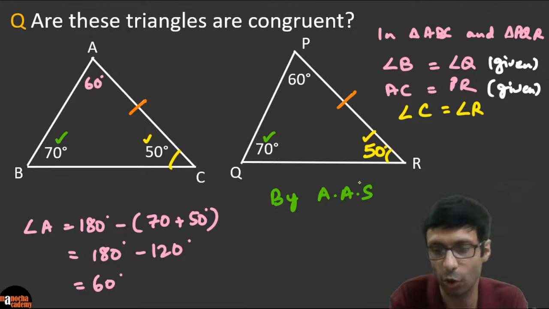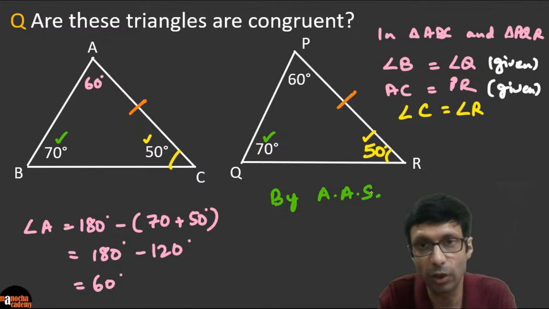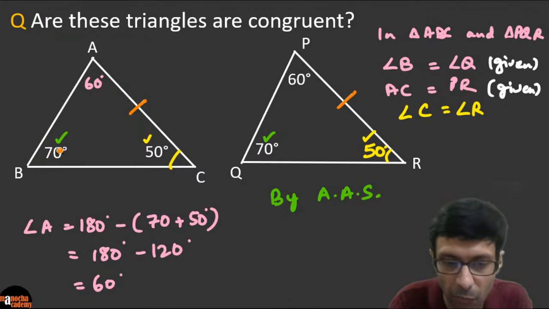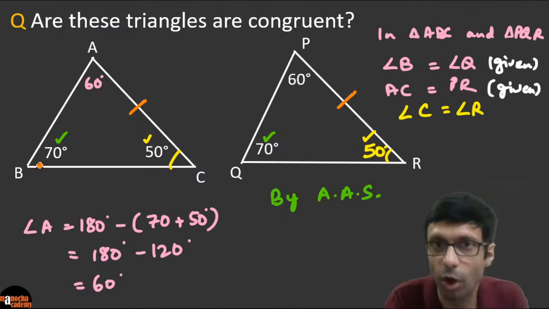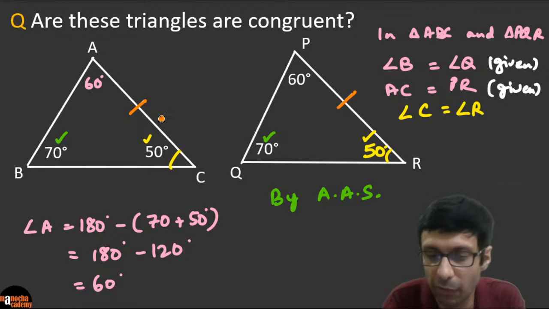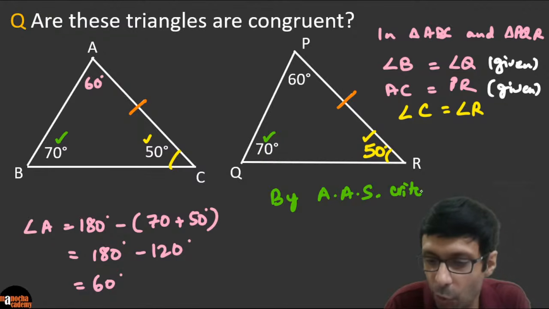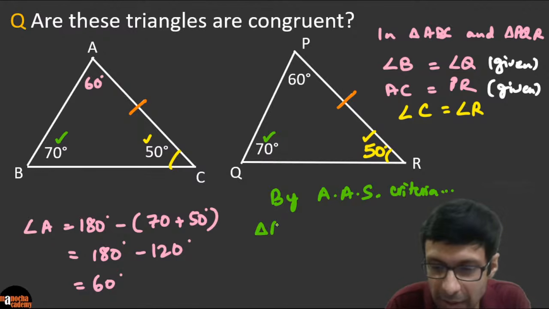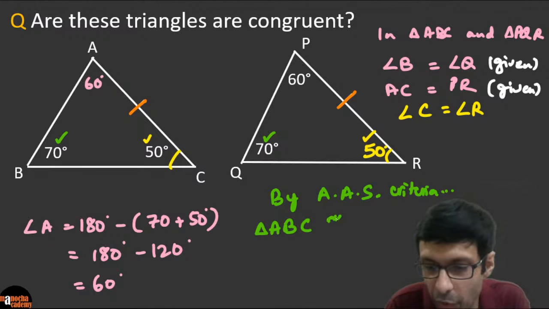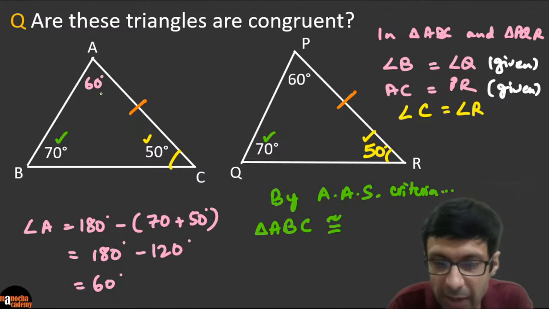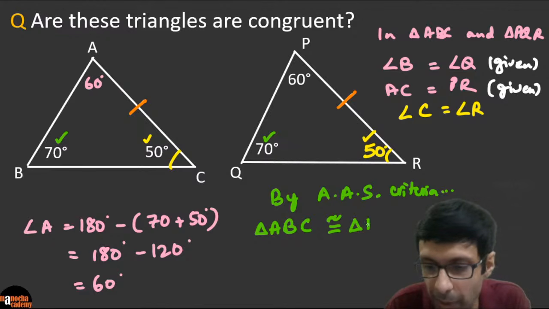AAS, and remember it should come in that order, not any random order. It should follow the same order. We have 70, 50 and the side. So whatever order it's following in this triangle should be the same there. So 70, 50, side; 70, 50, side. So by AAS criteria, therefore we have that triangle ABC is congruent to, and let's carefully write the next order. ABC, so A is the 60-degree angle, so we can write triangle P. And the next one B is 70, so Q, R. It's following the same order: triangle ABC is congruent to triangle PQR. So by that criteria. Excellent, guys. So clear?